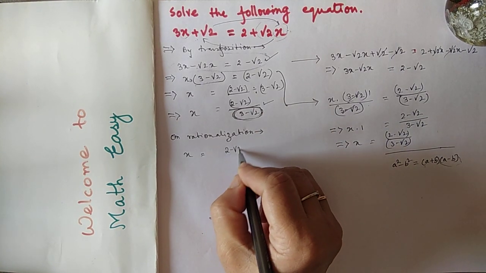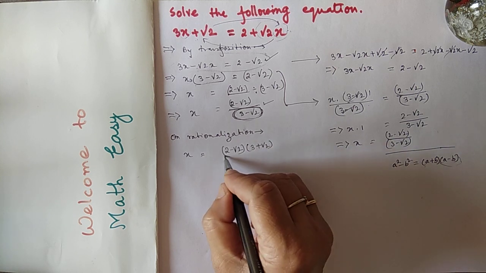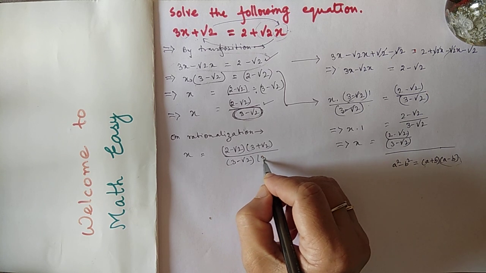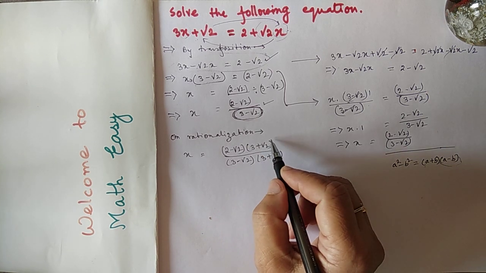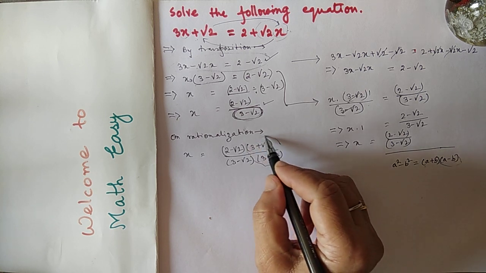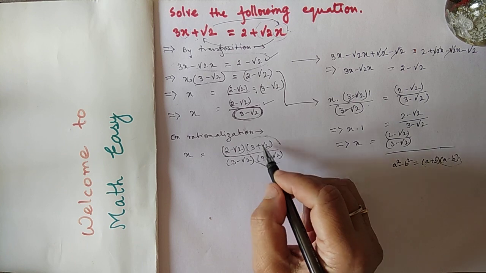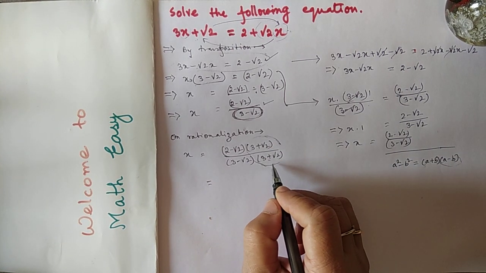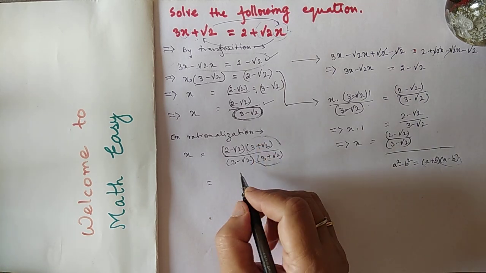So 3 plus root 2, 3 minus root 2. So friends, you notice here we are actually multiplying by 1. So if you multiply by 1, the value does not change. So both numerator and denominator we are multiplying by (3 plus root 2) by (3 plus root 2), because we need 3 plus root 2 to get rid of the root sign.